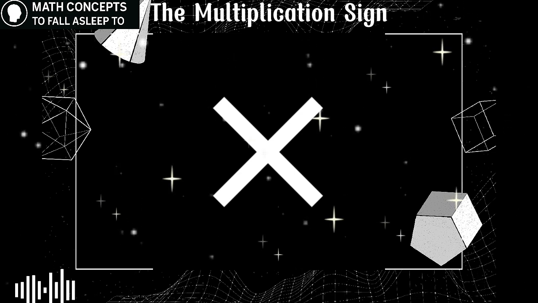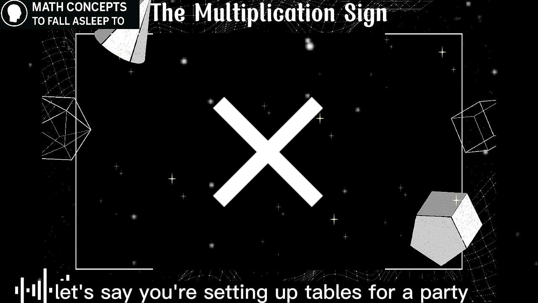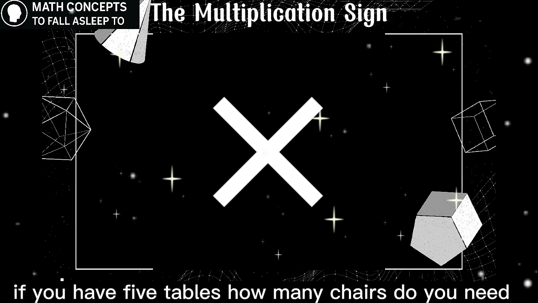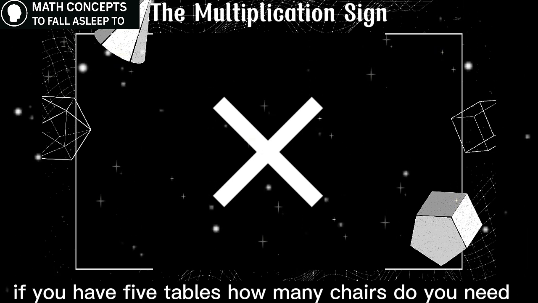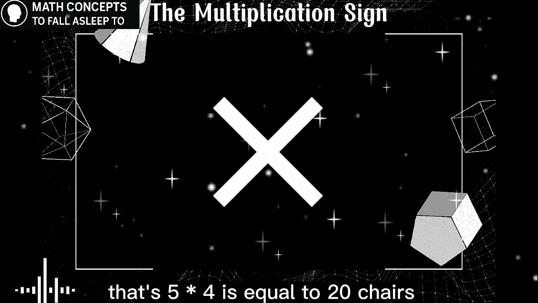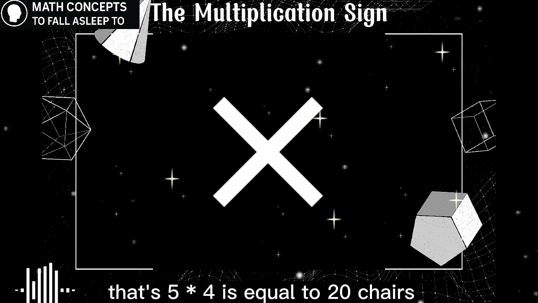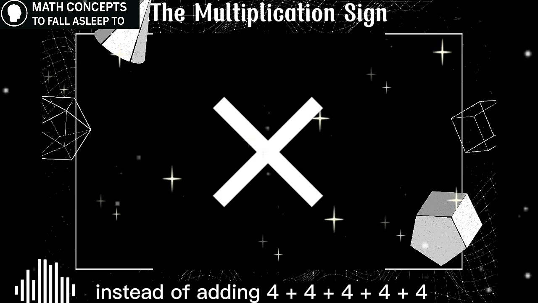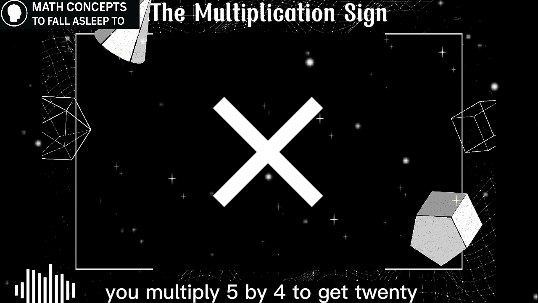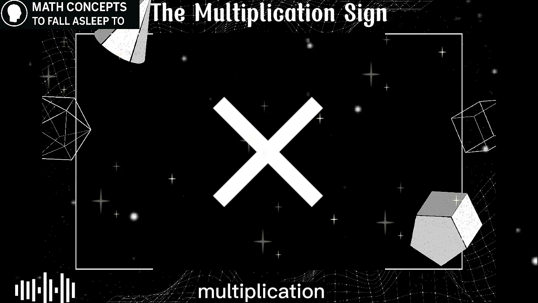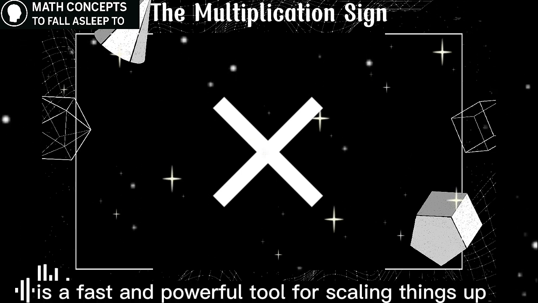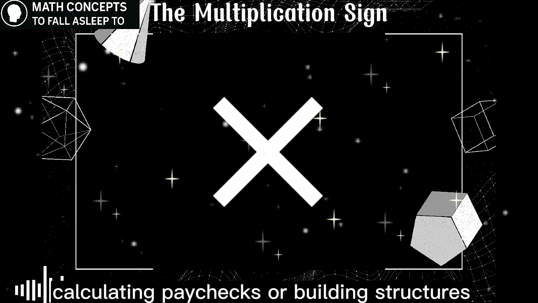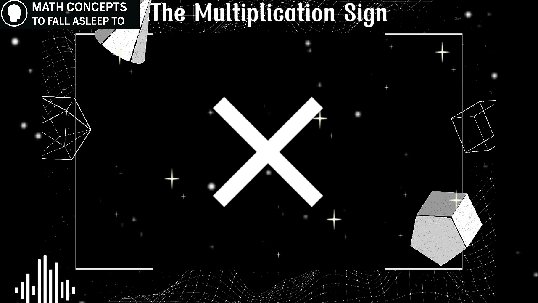Practical example. Let's say you're setting up tables for a party, and each table needs 4 chairs. If you have 5 tables, how many chairs do you need? That's 5 times 4 is equal to 20 chairs. Instead of adding 4 plus 4 plus 4 plus 4 plus 4, you multiply 5 by 4 to get 20. Multiplication is a fast and powerful tool for scaling things up, whether you're baking cookies, calculating paychecks, or building structures.